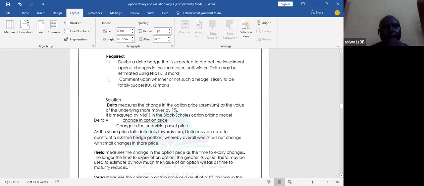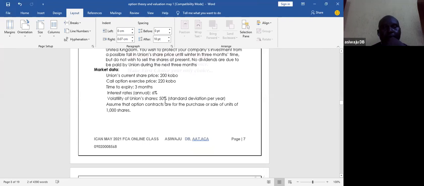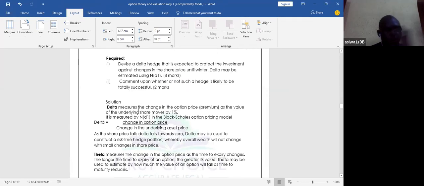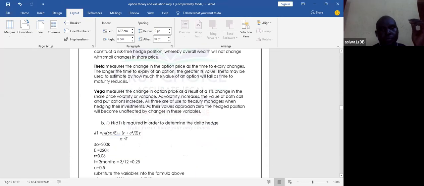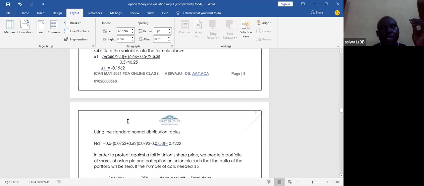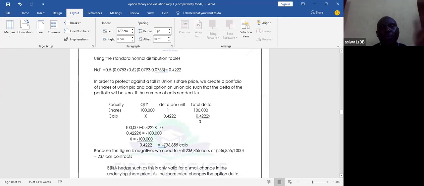If you look at the clause in the question, the examiner says, let me take you back to the question quickly. Examiner says, look at this place. Assume that option contracts are for the purchase or sale of units of 1,000 shares. So if you want to take that into consideration, you simply divide your answer by 1,000. Approximately, we need to sell 237 call option contracts.